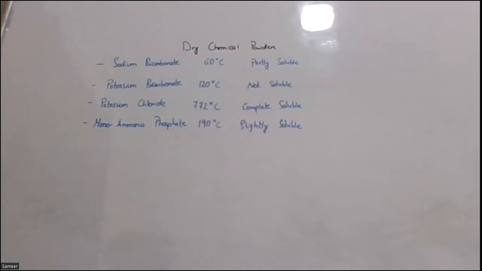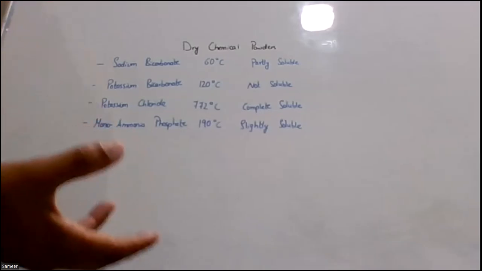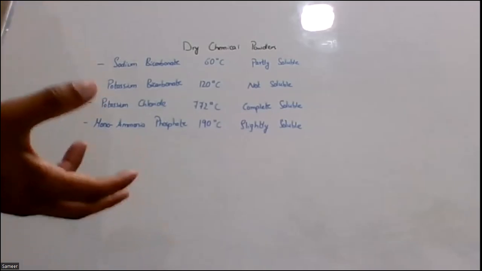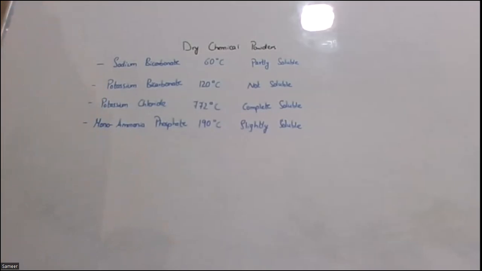Then comes monoammonium phosphate. Monoammonium phosphate has a decomposition temperature of 190 degrees Celsius, slightly higher than potassium and sodium bicarbonate. Usually, flame temperature is 57 to 67 degrees Celsius. And it is slightly soluble, meaning only a small portion will be soluble, but the remaining portion will always remain on top. So it can be used on liquid fires also.